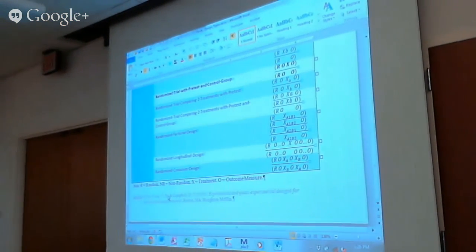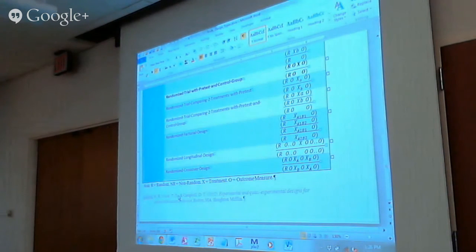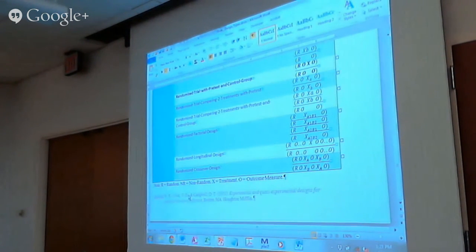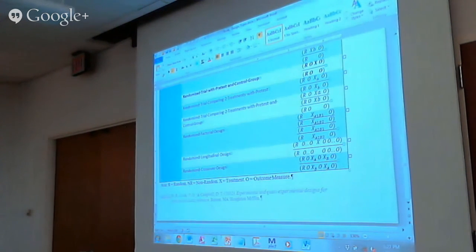This book has actually been out in one form or another since the 1960s. Before Shadish got on there, it was Campbell and Stanley, and then Cook and Campbell, and now it's Shadish, Cook and Campbell. So we're pretty far along on the editions. It's been around for a long time. It's a notation that everybody knows, and using that as a framework for thinking about study design will help you as you're thinking about making the strongest inferences possible.